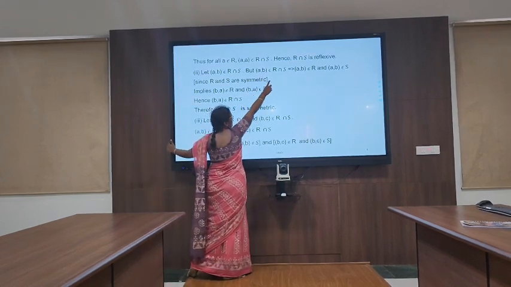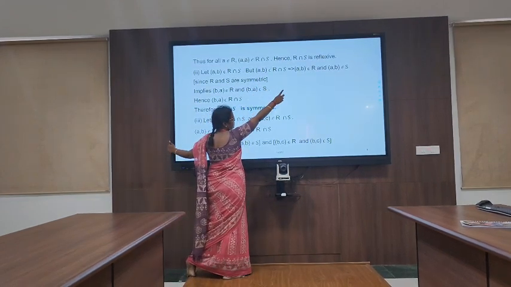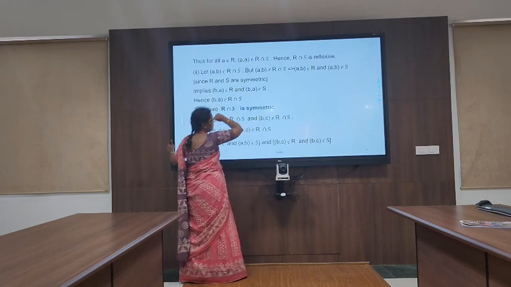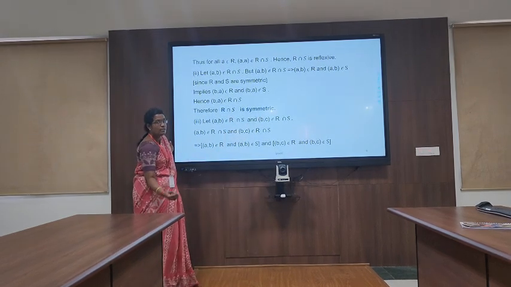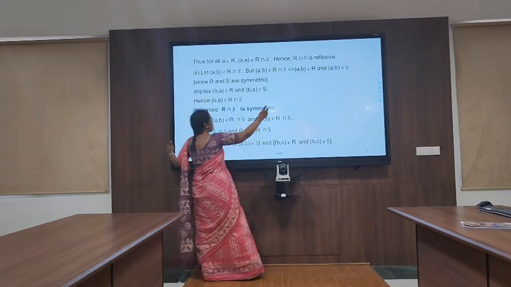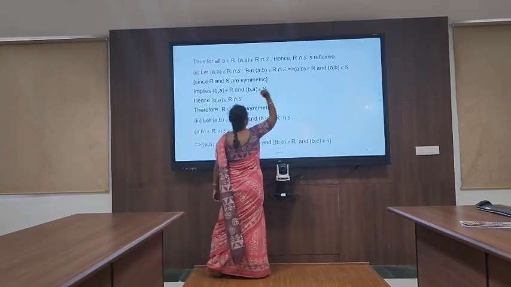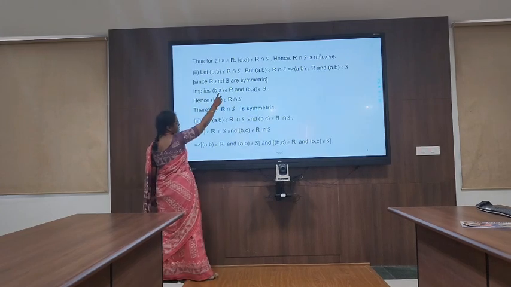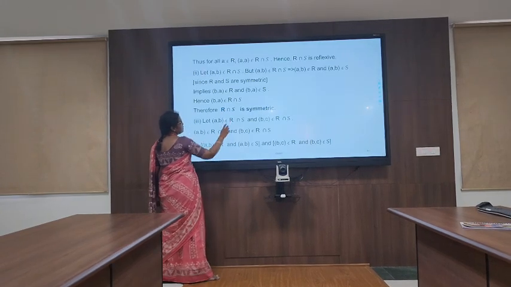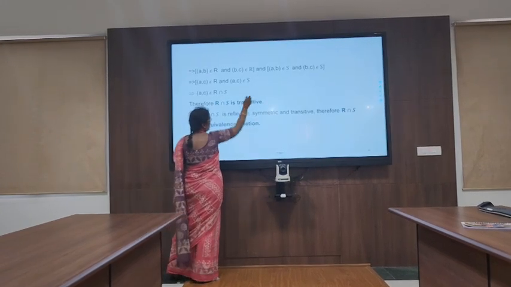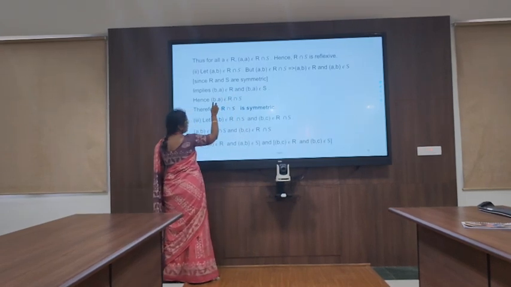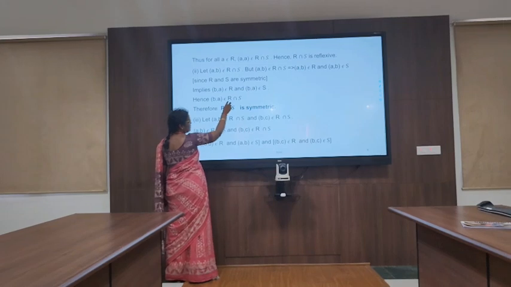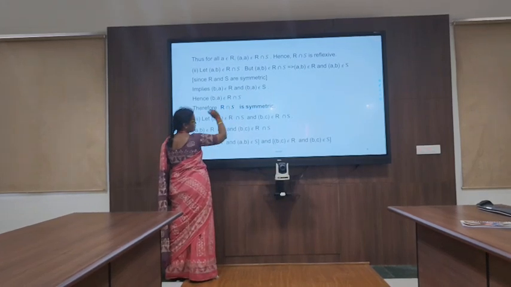So, if the element is present in the intersection set, it is present in R as well, it is present in S. So now R is equivalent. So R obeys symmetric property. If the element A is related with B, obviously B is related with A in R. Likewise, B is related with A in S. So joining these together, the element B is related with A in the intersection set R intersection S also.